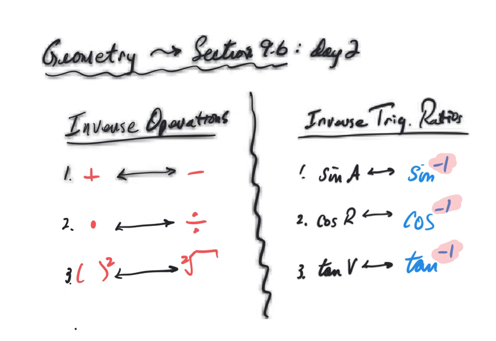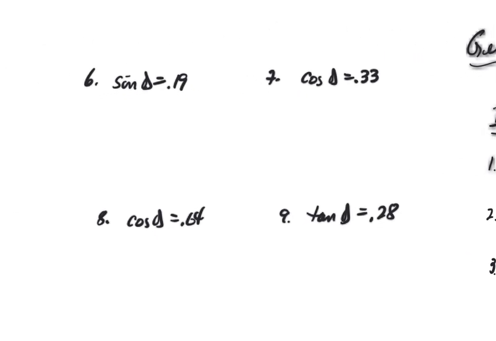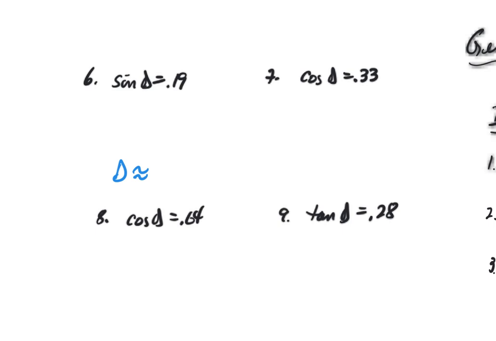Okay? Now, the first part that we're going to do is remind you how to actually use your calculator, right? And we're going to do numbers 6, 7, 8, and 9. And what we're being asked to do is find the measure of angle D given the different trig values. So in number 6, as an example, this one says that the sine of D is equal to 0.19. And what we want to get as a result is angle D equal to about how many degrees. It won't be exact, it's going to be an approximation, but we want to know how big angle D is.